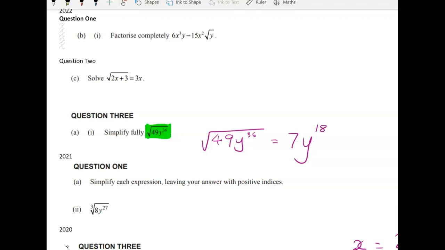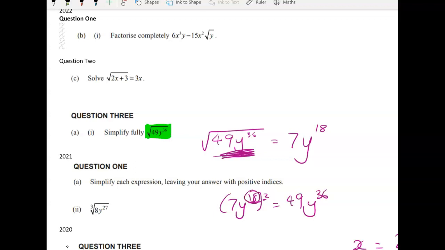Okay, it's not y to the power of 6, which is what some junior students tend to think. And if you want to check that you've got that right, just square it back and see what happens. So when you go 7y to the 18 squared, you get 49, and then when we multiply these powers, you get y to the 36.